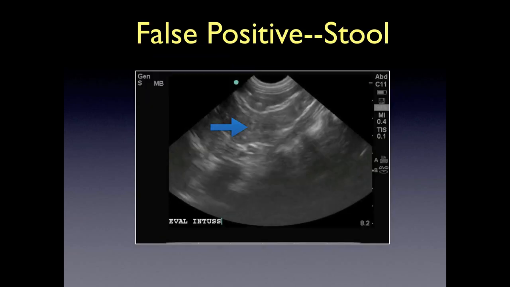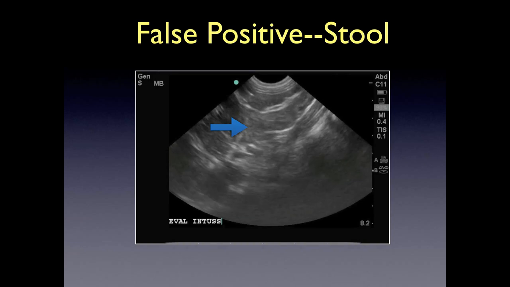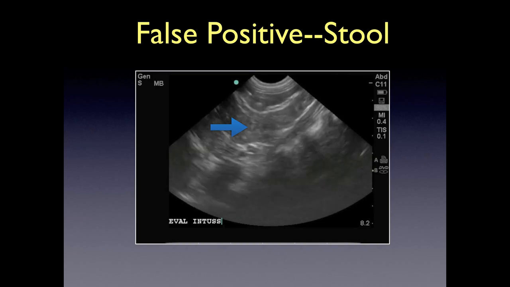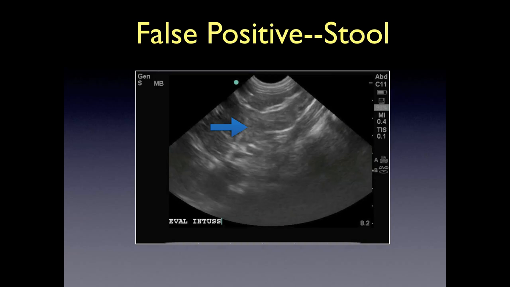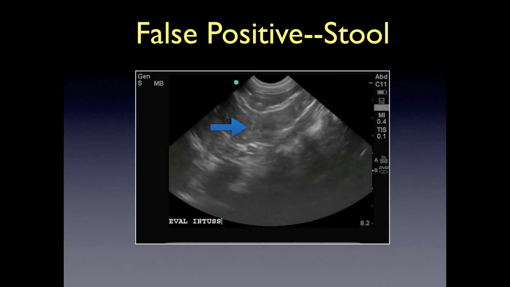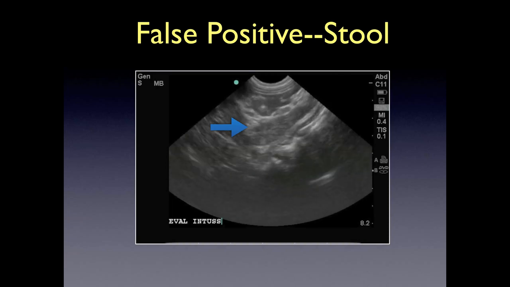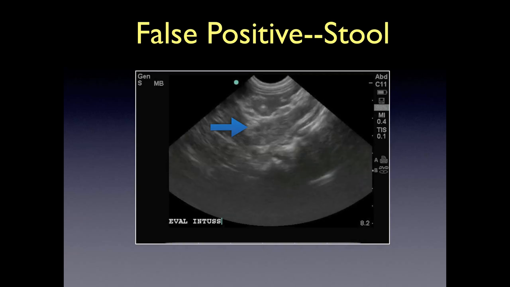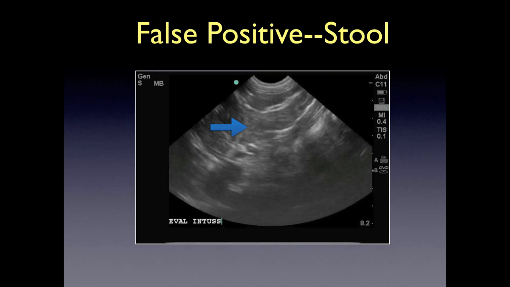Here's an example of stool in the colon, which can be easily mistaken for intussusception on bedside ultrasound. Notice that despite the presence of an echogenic structure within the colon, we don't see any layered and concentric bowel loops within the colon, typical of an intussusception on ultrasound. And once again, seeing a concentric layer pattern is the key to making the diagnosis of intussusception on bedside ultrasound.